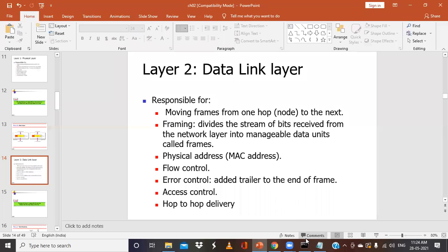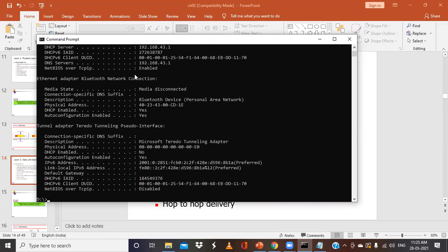To know the MAC address, just open the command prompt. Here you have to type the command ipconfig space /all. If you type this, you will get all the details about your network system. That is, what is your logical address, I mean your IP address, IPv4, IPv6, your physical address, whether you have an Ethernet connection, your Wi-Fi connections, your Bluetooth, all those details. When you type this, here you will get all the details.